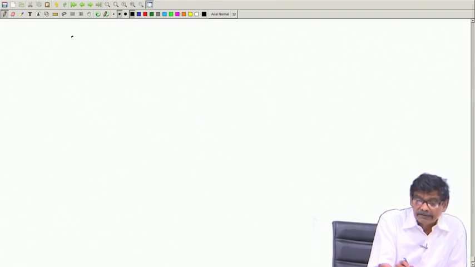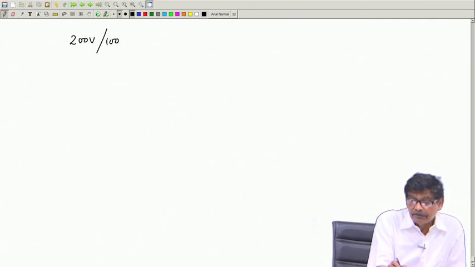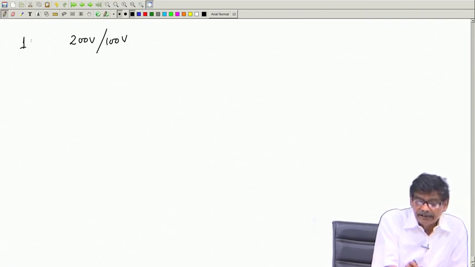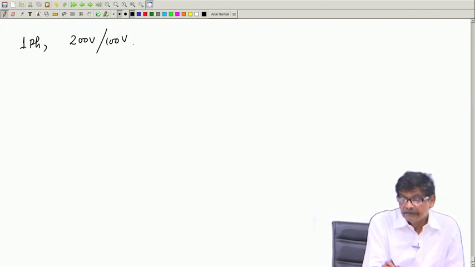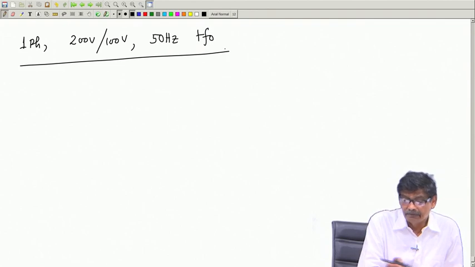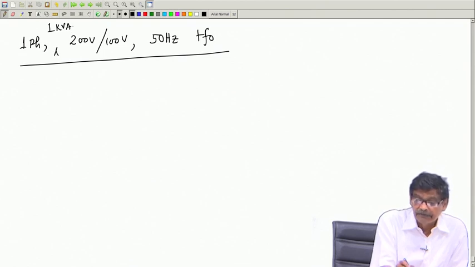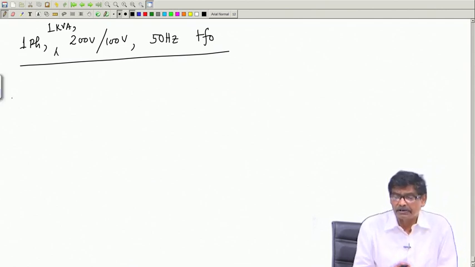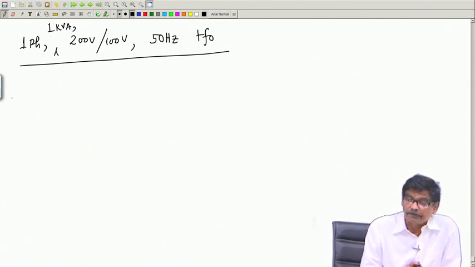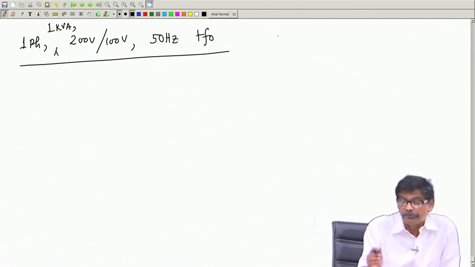I took one like this, say 200 volt stroke 100 volt, single phase, 50 hertz transformer. Suppose it is a practical transformer, and what I have missed is the kVA rating. Suppose the kVA rating is 1 kVA. So, 1 kVA 200 volt stroke 100 volt 50 hertz single phase transformer. TFO means transformer, the short way I am writing.